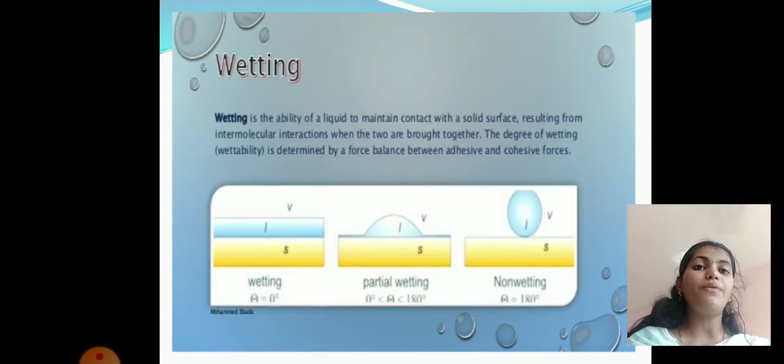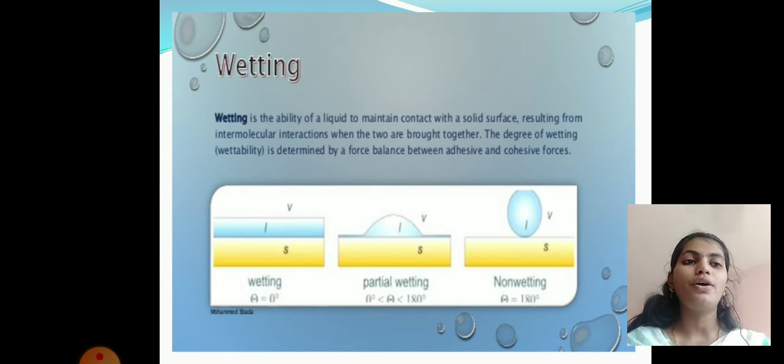Wetting, what is meant by wetting? Wetting is the ability of a liquid to maintain contact with the solid surface, resulting from intermolecular interaction when the two are brought together. The degree of wetting is determined by the force balance between adhesive and cohesive forces. We know from before that cohesive means same materials, and adhesive means different materials.